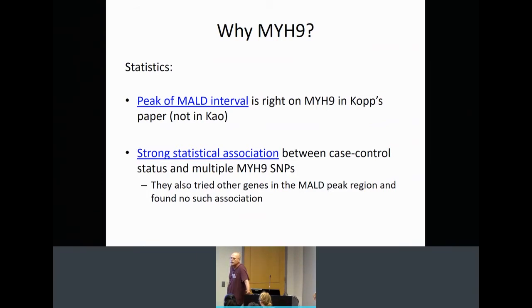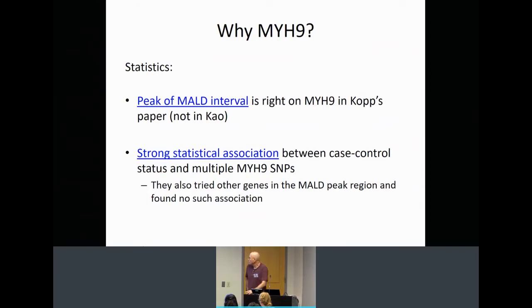The other thing is they did tests like we do in GWAS for some genotype mutations in MYH9, and they found a strong statistical association between these mutations and end-stage kidney disease in African Americans, which would have been very surprising not to happen, given that the peak was on MYH9. So you could say that they confirmed the statistical association by genotyping SNPs and getting a very strong statistical signal.